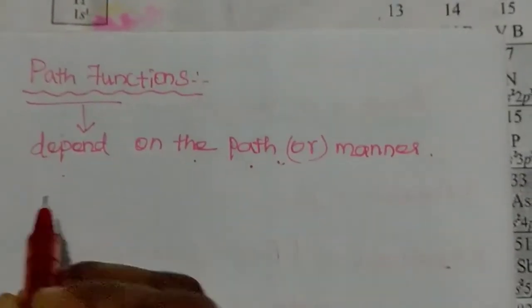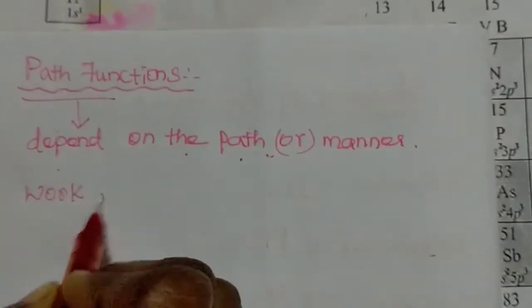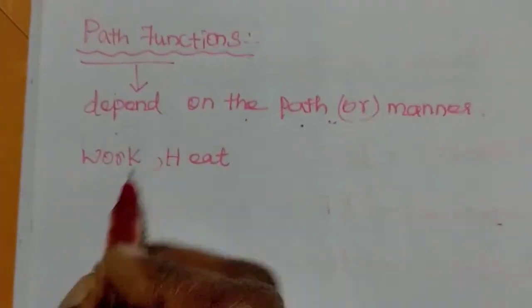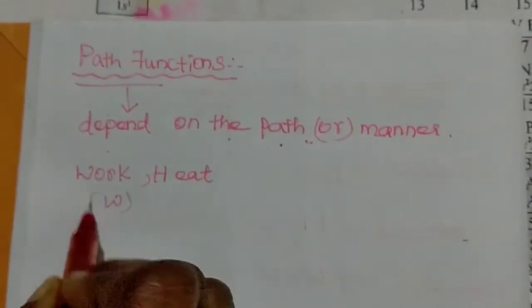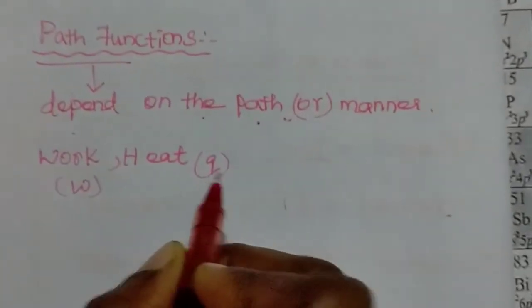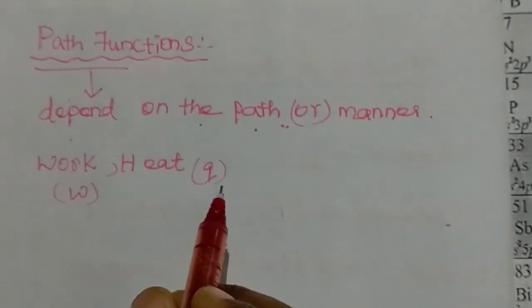The path functions are work and heat. You know that we denote work as W. How do we denote heat? Q. Don't forget this Q. Work means W and heat means Q.